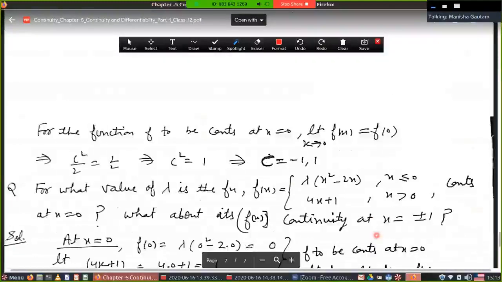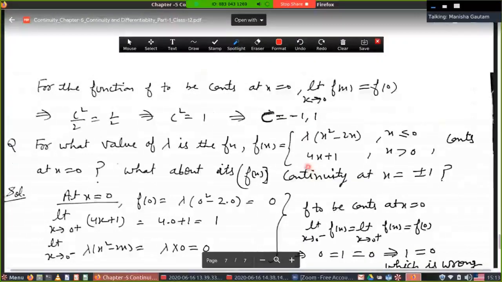Now for the function f to be continuous at x equal to 0, let limit of f(x) be equal to f of 0, then c square upon 2 is equal to 1 by 2. The value of c: c square is equal to 1, then c is equal to plus minus 1. If the function is continuous, it means the limit of the function and the value at that point both will be equal, and you will get the unknown value.